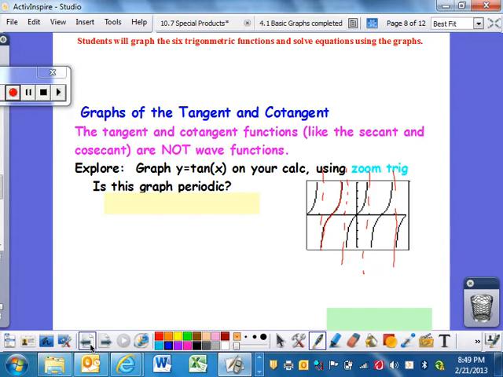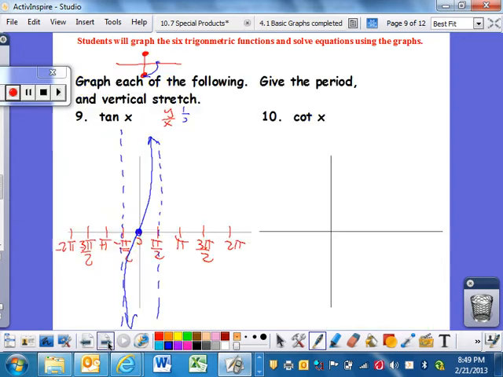So if I go back and say, hey, is this graph periodic? What's its period? How long does it take to go through one cycle? Or how far is it from one asymptote to the other? Negative pi over 2 to pi over 2. My period for tangent is pi. Okay, instead of 2 pi, it is just pi. And what it ends up doing is it'll repeat itself. So the next one, 3 pi over 2, that's straight down.